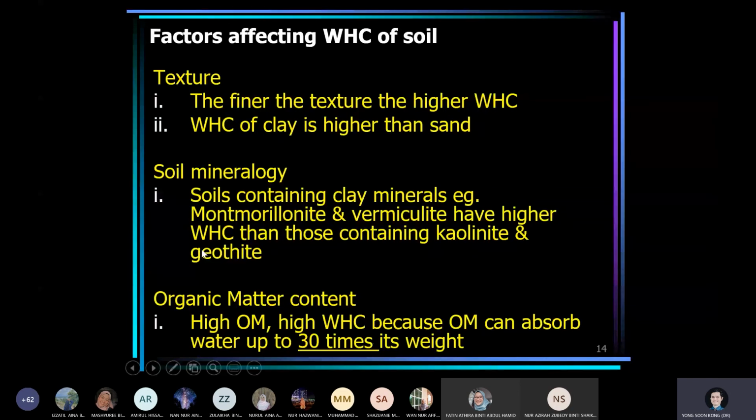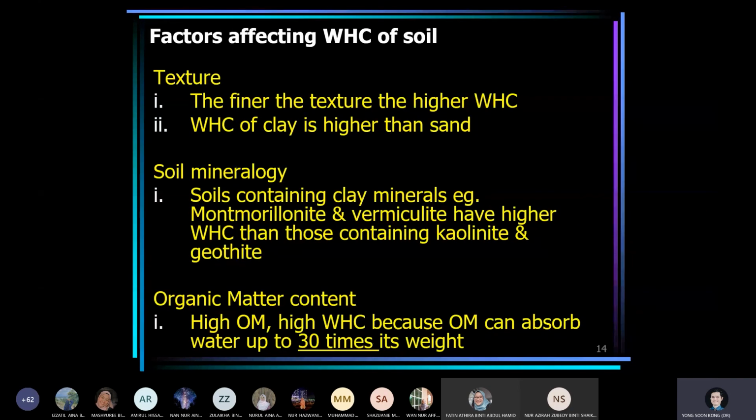Okay, now another factor that affects the water content is the organic matter. Like I said, it interacts very differently because compared to clay, organic matter is very light, very low density. However, in terms of functional group, they are more or less the same. And because of that, organic matter is even better.